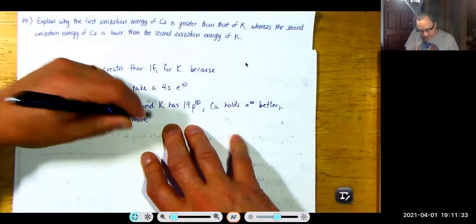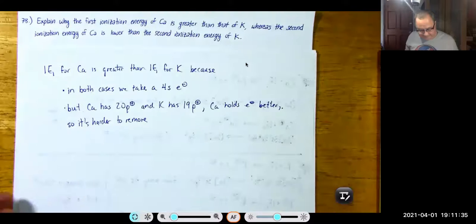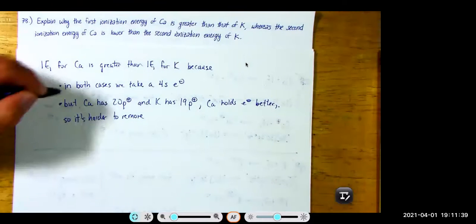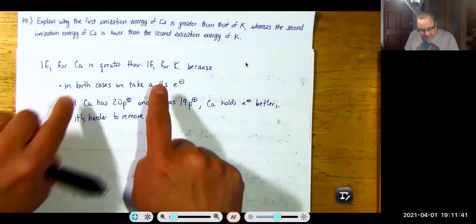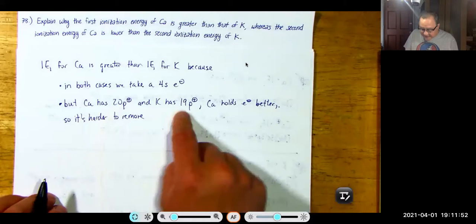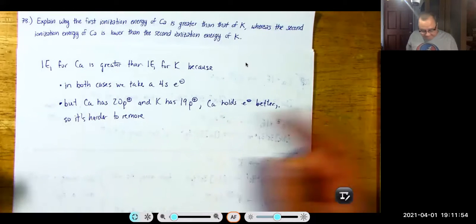So do you see how one thing kind of follows the other? Right. So you're looking at the group first, and then you're looking at the protons. So first we're setting the table and saying, hey, they both take a 4s electron. So that can't be the reason. So then we go to the number of protons. This has 20, this has 19. Calcium holds the electrons better.